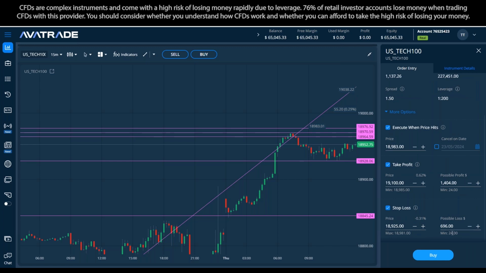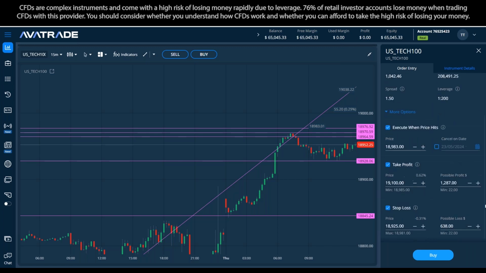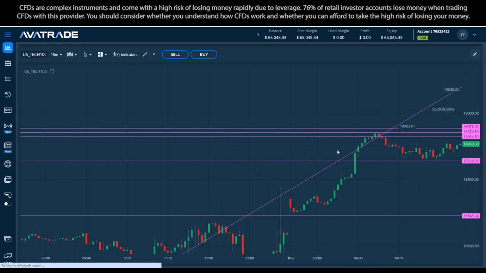Now I'm risking a little more than 1% of my balance. Okay, and maybe that's where I'm comfortable. 0.11, almost exactly 1% of my balance, 638, a little less than 1% of 65,000. And so now I get the exact number and I can go ahead and put this order. It's a pending order because it's execute when price hits. I could put this order in motion. All right. So very simple.